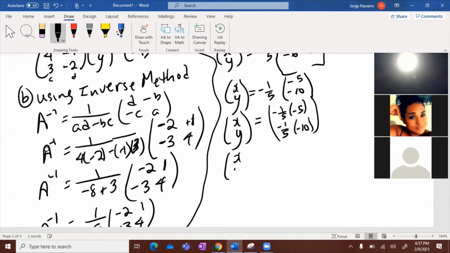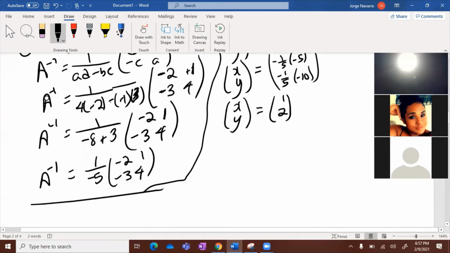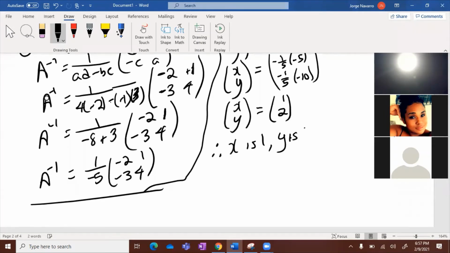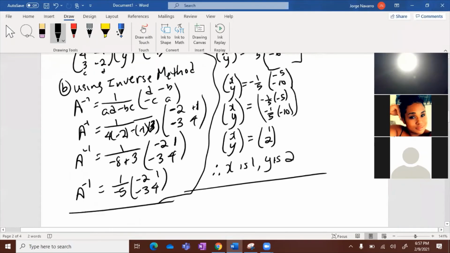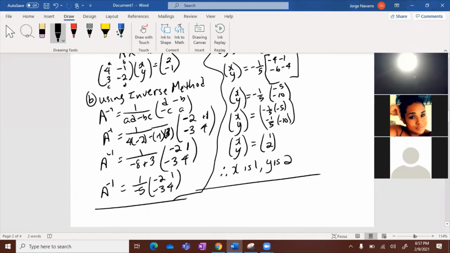So you get [x; y] is equal to [1; 2]. Because negative times a negative is a positive. 5 into 5 is 1. Negative times negative is positive. 5 into 10 is 2. So we say that therefore, x is 1 and y is 2. And that is my answer there.